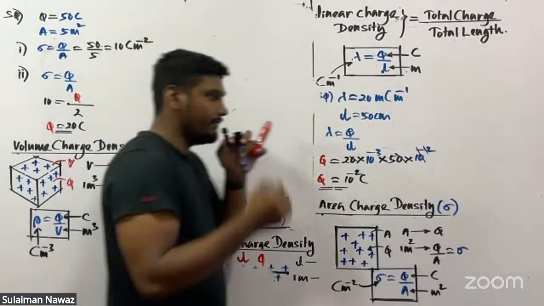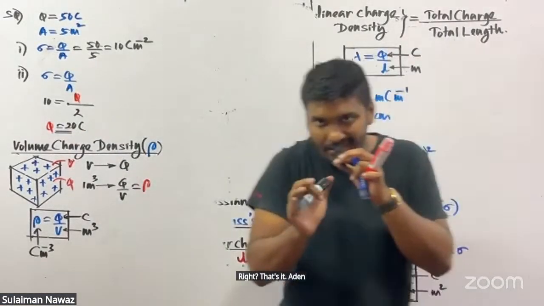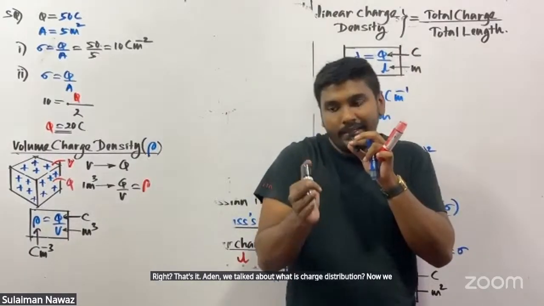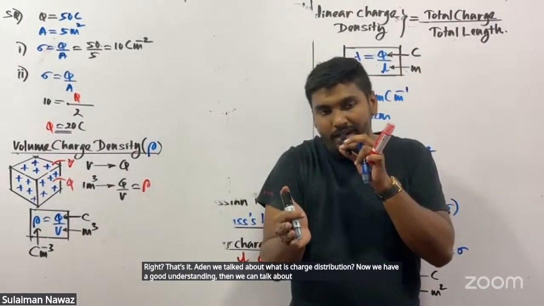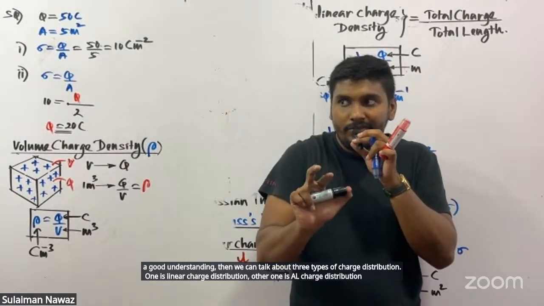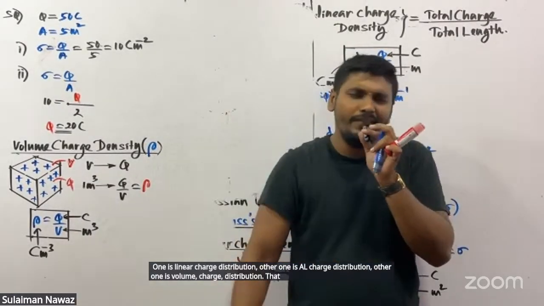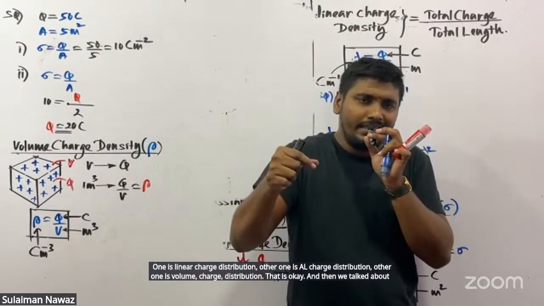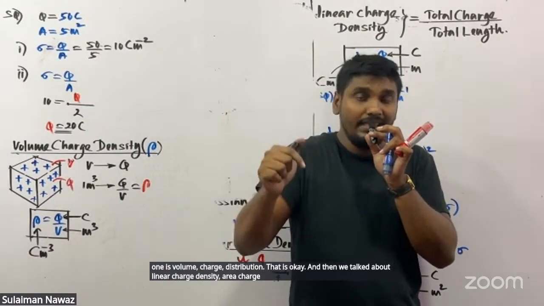Right, that's it. Then we talked about what charge distribution is. Now you have a good understanding. Then we can talk about three types of charge distribution. One is linear charge distribution, another is area charge distribution, and the other is volume charge distribution. Then we talked about linear charge density, area charge density, and volume charge density. That is also very clear.